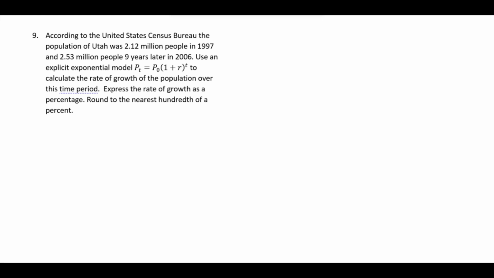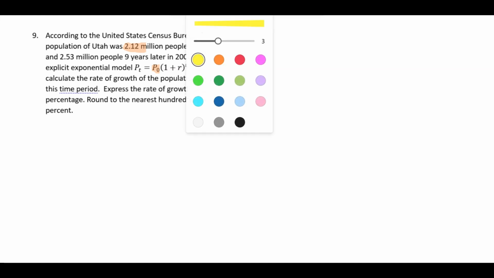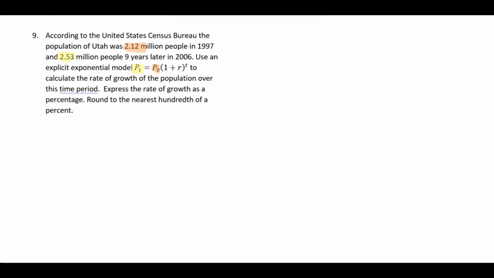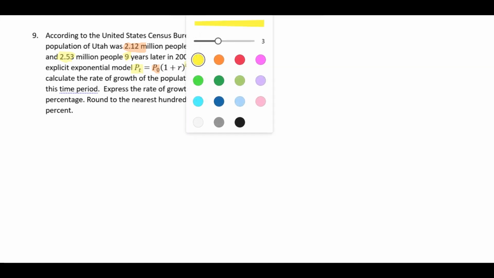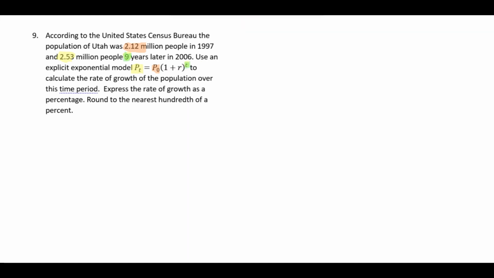Okay, great. So what we need to see is the initial value, the prior value, and the after value, after specifically 9 years. We have everything we need except for R, and that's what we're trying to find, calculate the rate. So plugging the numbers in that we have, we would have 2.53 equals 2.12 times 1 plus R to the 9.